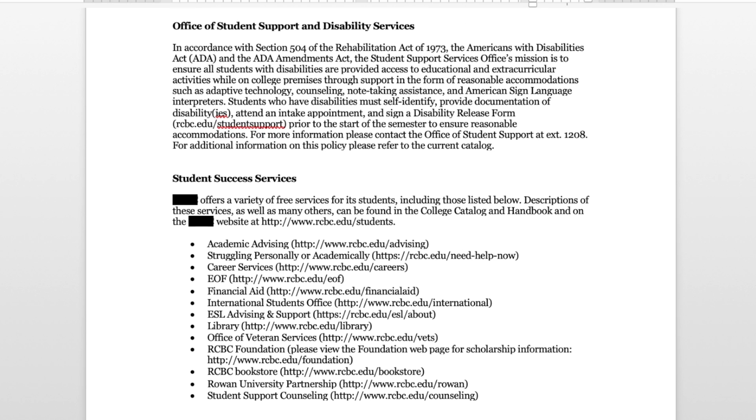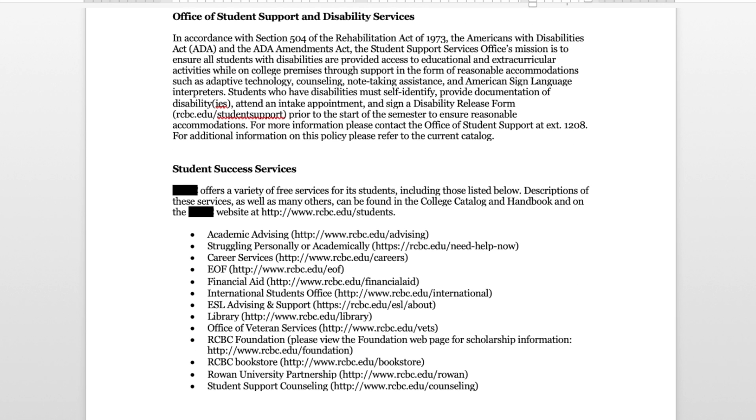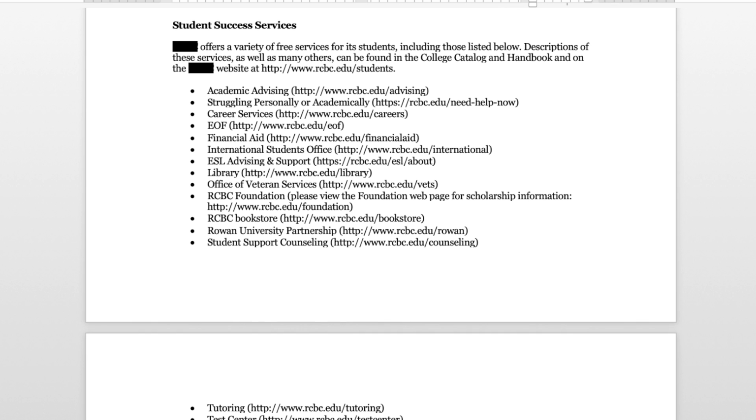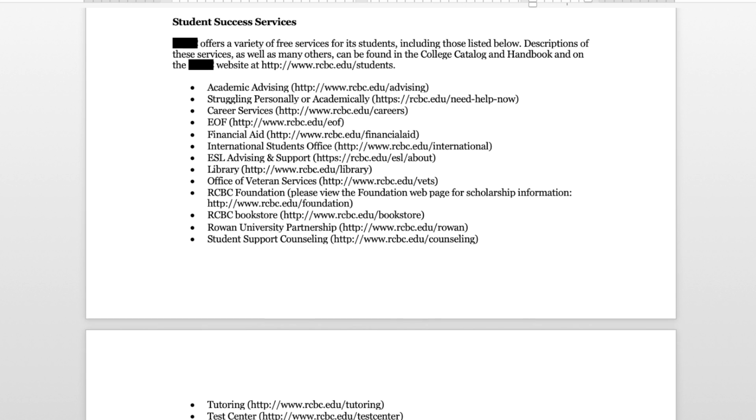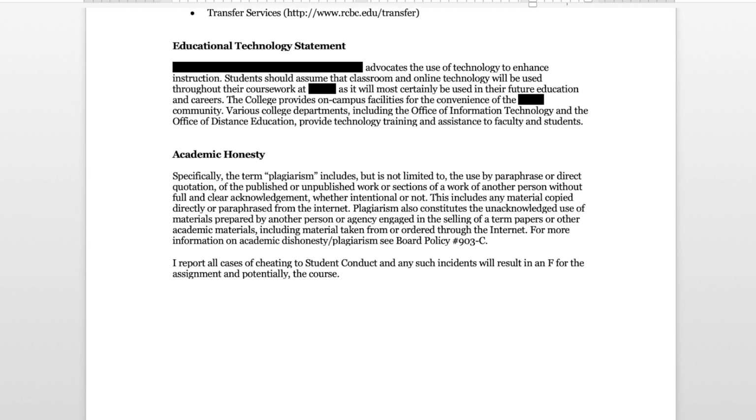Support and disability services, so what your rights are there. And then student success services. At our institution, they had different resources that would help us, like counseling, or if we're struggling personally or academically, we could go to advising. We could have ESL, EOF, financial aid, veteran services, bookstore, all kinds of things, tutoring, test center, so you know where to go, the links.